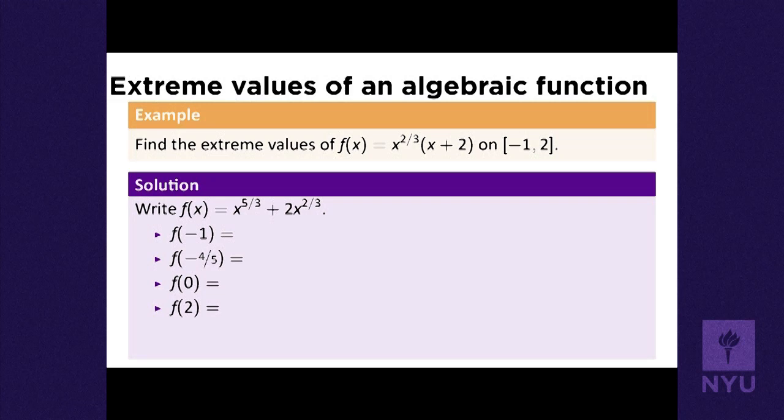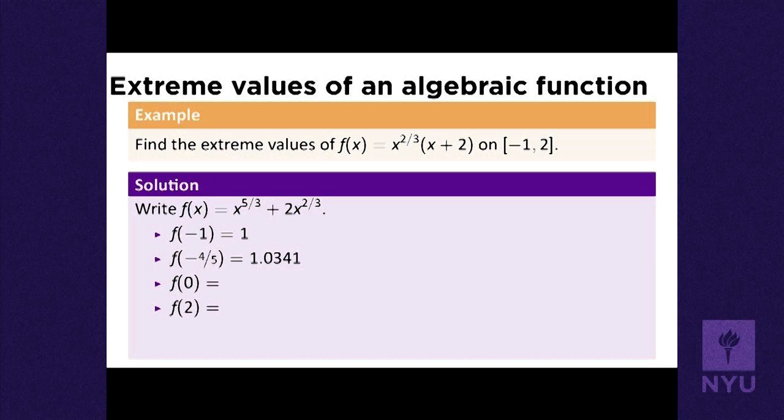So we want f of negative 1. That would be negative 1 to the 5/3 plus 2 times negative 1 to the 2/3. Now, negative 1 to the 1/3 would be the cube root of negative 1. That would be negative 1. So negative 1 to the 5/3 would be negative 1 to the 5th, and negative 1 to the 2/3 would be negative 1 squared. So it's negative 5 plus 2, and so we get 1. Not negative 5, negative 1 plus 2. We get 1. So f of negative 1 is 1. F of negative 4/5, this is probably something you need to calculate for.